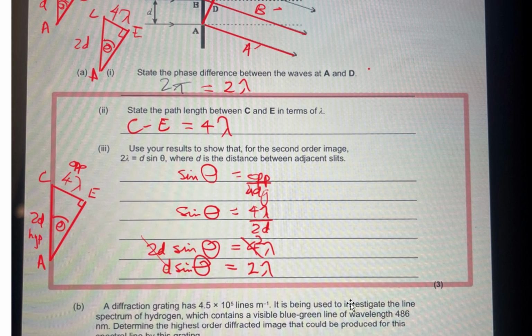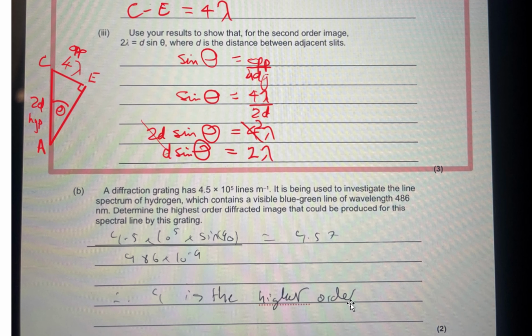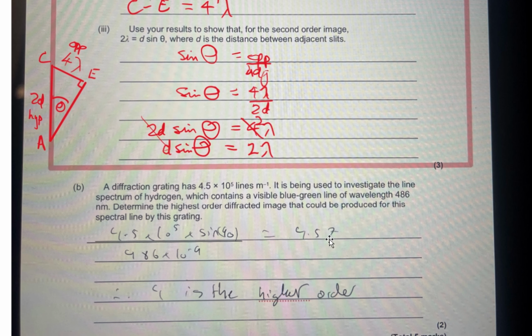And I think the last part of the question you got correct. So the maximum order is that.